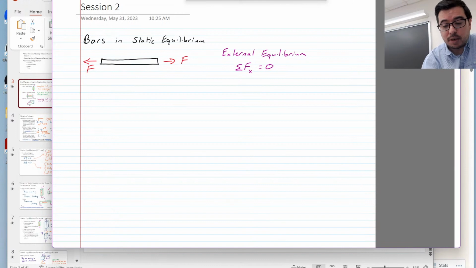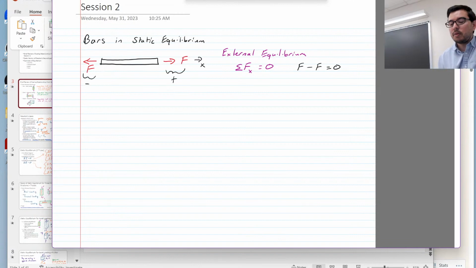And what are we saying? We could say this is the x direction. It's pretty straightforward. This is F minus F is equal to 0. Which F? I'd probably say this one is the positive one, because it's in the same direction as the x. This one I would say is the negative one. And that's why we have F minus F.